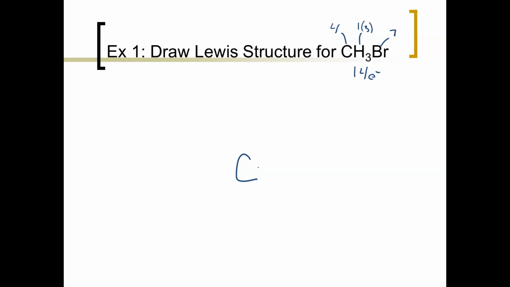And then you want to put all the other atoms around carbon. So let's put our 3 hydrogens. You can really put them anywhere. I'll put 1 here on top, 1 here on the left, and 1 here on the bottom. And then I'll put my bromine over on the right.